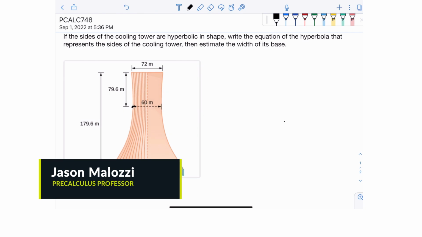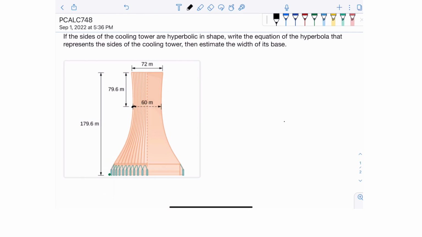What we have in this picture here, we have the sides of a cooling tower that are modeled by a hyperbola, and we want to write the equation of this hyperbola given the dimensions that are shown in the figure here. And we're also going to estimate the width of the base of the cooling tower.